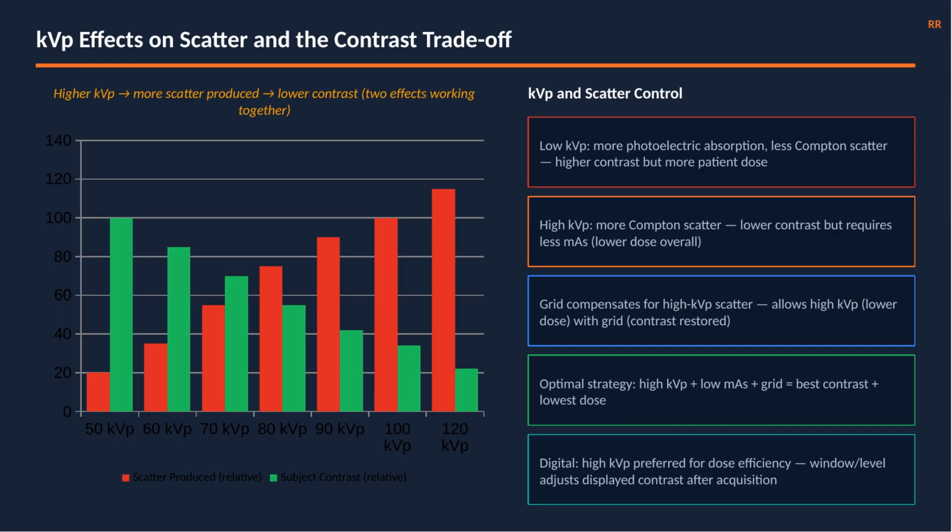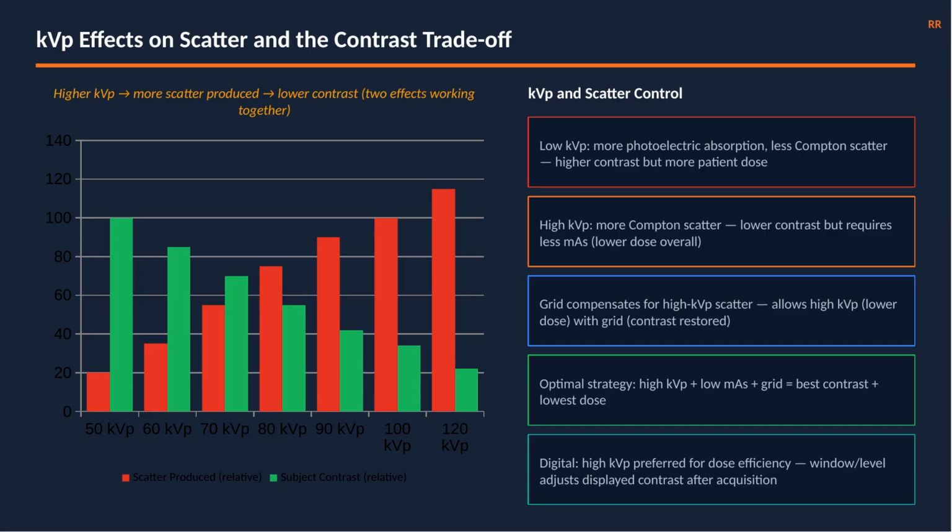At low kVp, 50 to 60, the photoelectric effect dominates. Tissues of different atomic number absorb the beam very differently. The difference in transmission between bone and soft tissue is large. High subject contrast. Short scale, stark black and white. Less scatter produced, but more patient dose, because lower kVp photons are absorbed more heavily in tissue and more mAs is needed.